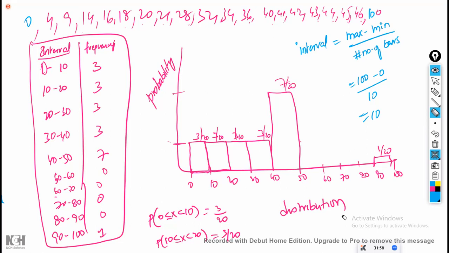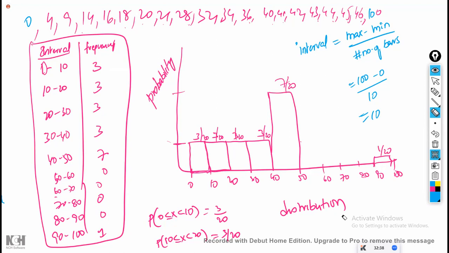For the exact, perfect interval, you calculate maximum minus minimum divided by the total number of bars. By default, the total number of bars is equal to 10. Sir, I want to change the number of bars to only 2. Then what happens? 100 by 2 is 50, so 0 to 50 is 1 bar and 50 to 100 is 1 more bar. By default the number of bars is 10; if you want, you can change it as per your requirement. Nothing special is there. Generally everyone will consider 10 bars by default.